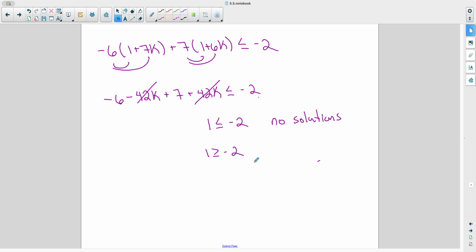Is 1 greater than or equal to negative 2? Yeah. So no matter what number I would put in there, I'd always get a number on the left that was bigger than my right. Okay. What about that one? Is 3 greater than or equal to 3? Wait, read it. Is 3 greater than 3? No, there's no solution. It has to have that equal sign in there.